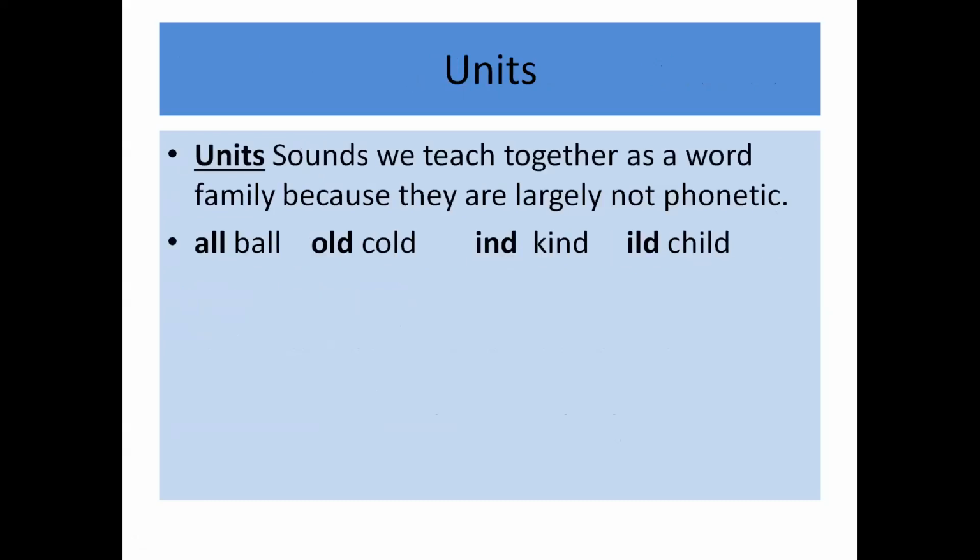Units are another part we have to deal with. And units are sounds that we teach as a word family because they're not phonetic. Any word family that can be sounded out we do not teach as a unit. So at family, app family, those can be sounded out. The units that we teach have something about them that makes them irregular for sounding. Okay, and there's 4 of them here. Certainly you'll find more. This one is all, old, eind, like in kind, and ild, like in child.